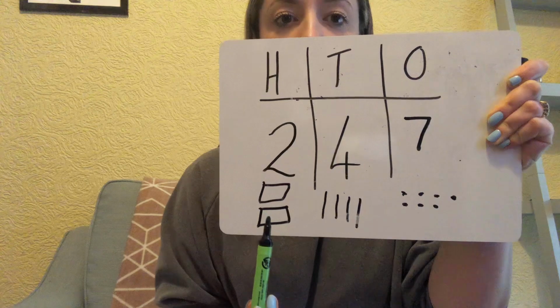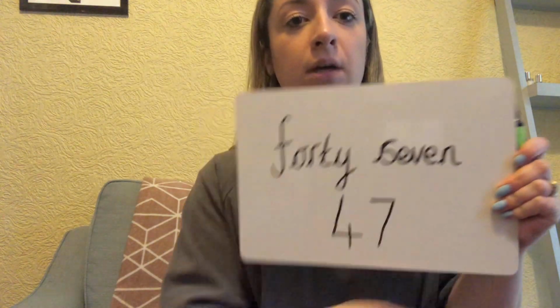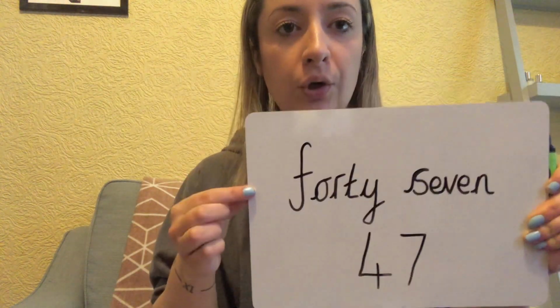So the number would be 247. If I was to write that down in my book, or in your books, you would have to add 200 and don't forget to put 'and'. So it's 247 if you are starting on the 3-digit numbers.